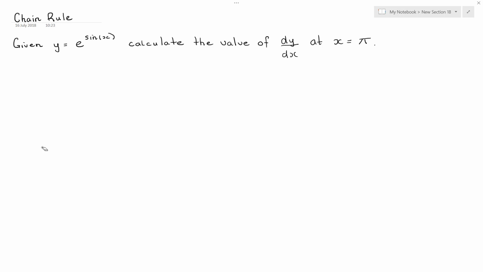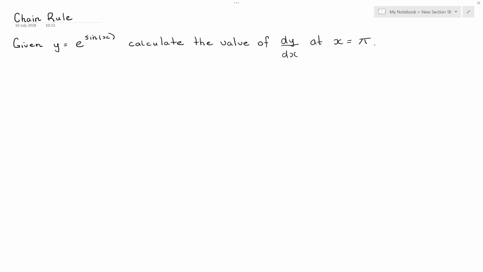In this example, we're given the function y is equal to e to the sine x, and we've been asked to calculate the value of dy by dx when x is equal to pi. So the first thing we need to calculate is dy by dx.